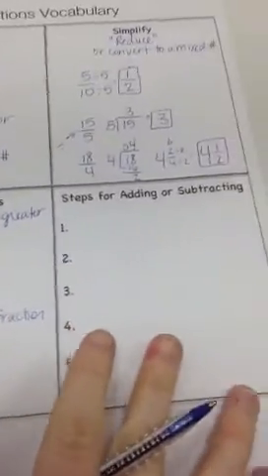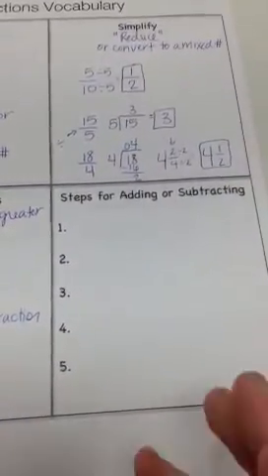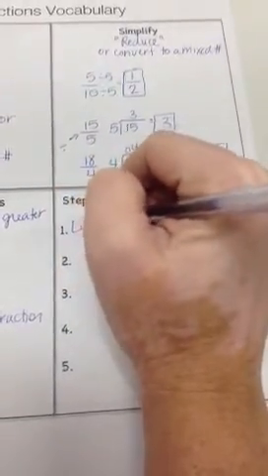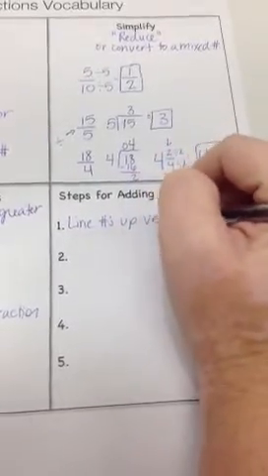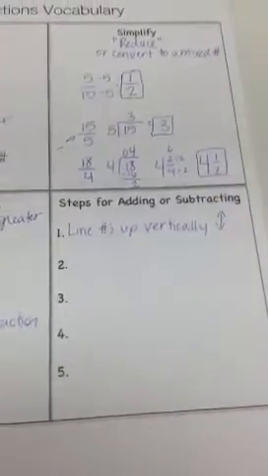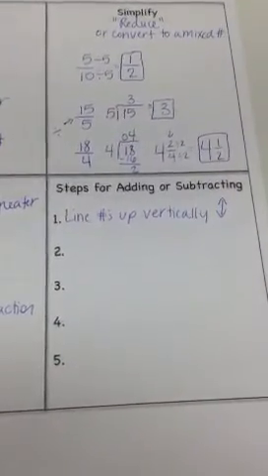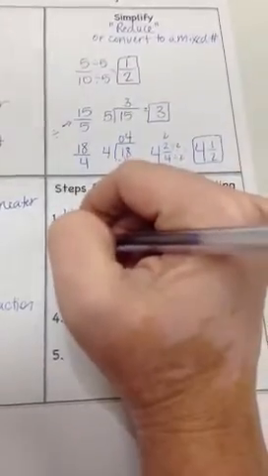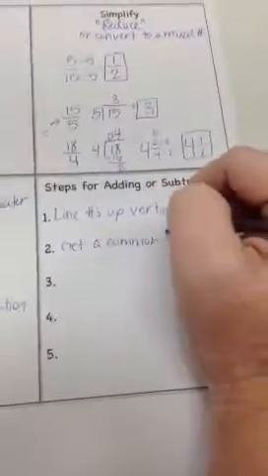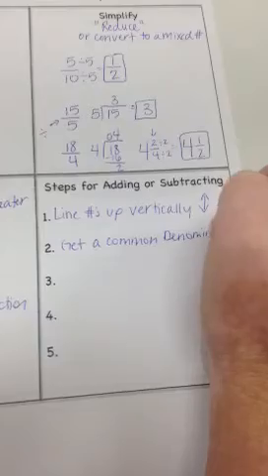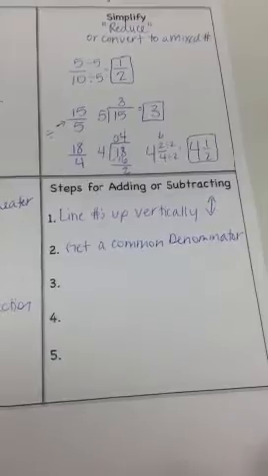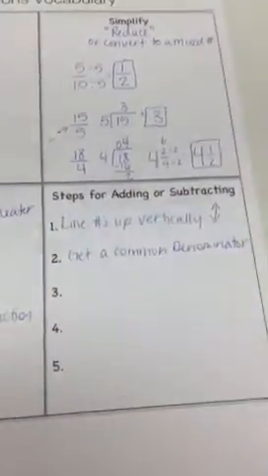Okay, on to the steps for adding and subtracting fractions and mixed numbers. First, we always line numbers up vertically. That means up and down. So we always line our numbers up vertically. Then second, we get a common denominator. If it already has a common denominator, then that's great. You don't have to get that step. You just move on to step number 3.